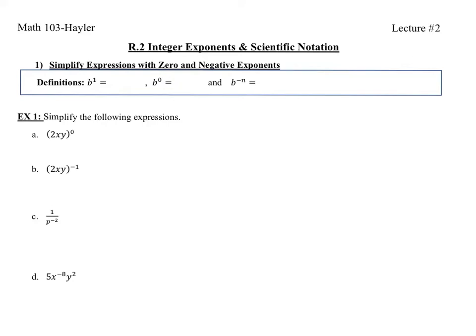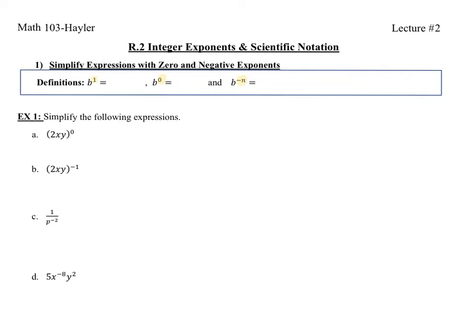Welcome to lecture number 2. We're going over review number 2, integer exponents and scientific notation. Alright, so the first one we have is simplifying expressions with zero and negative exponents. Once again, exponents are those sort of little floating numbers up at the top.